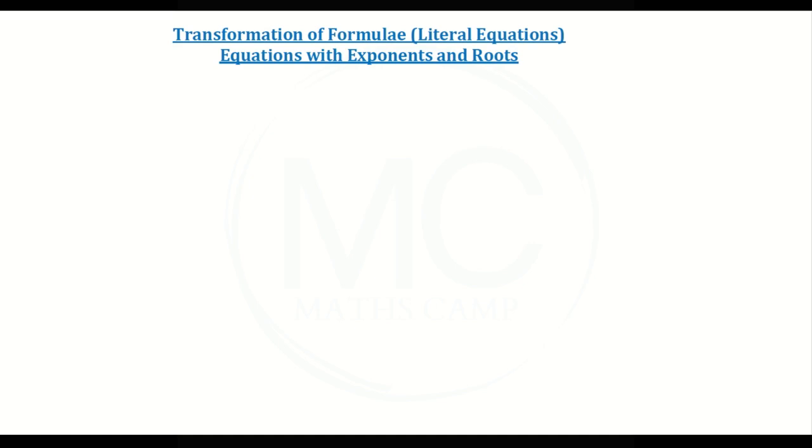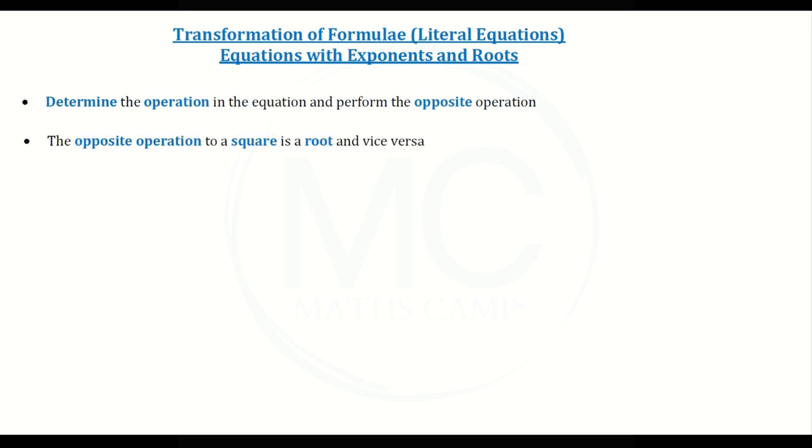Hi, in this video, we are going to look at literal equations with exponents and roots. In our previous videos, we have said that the first thing you need to do when transforming a formula is to determine the operation in the equation and then perform the opposite operation. Now, the opposite operation to a square is a root and vice versa. Please remember that a square has a positive and a negative root.